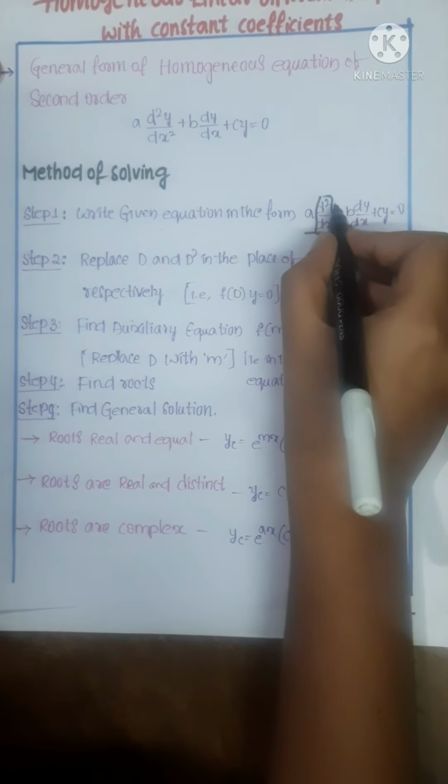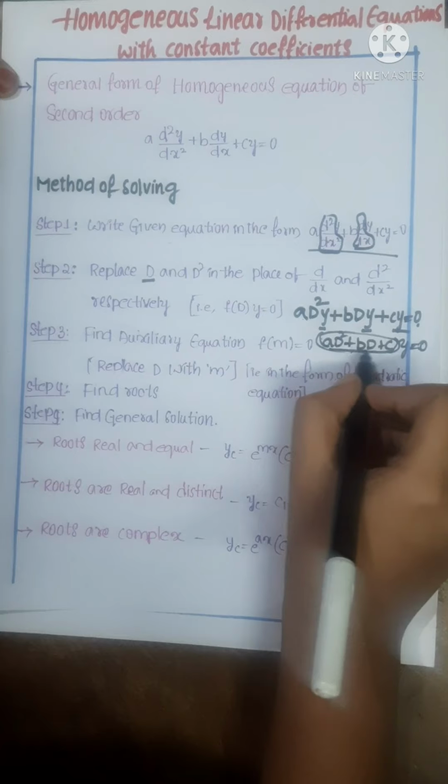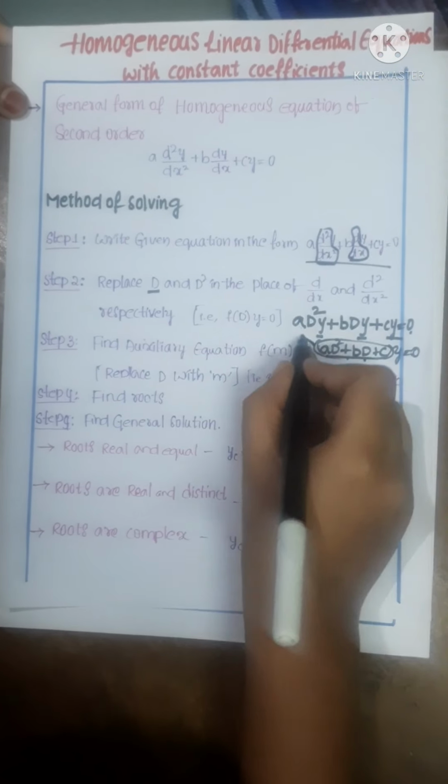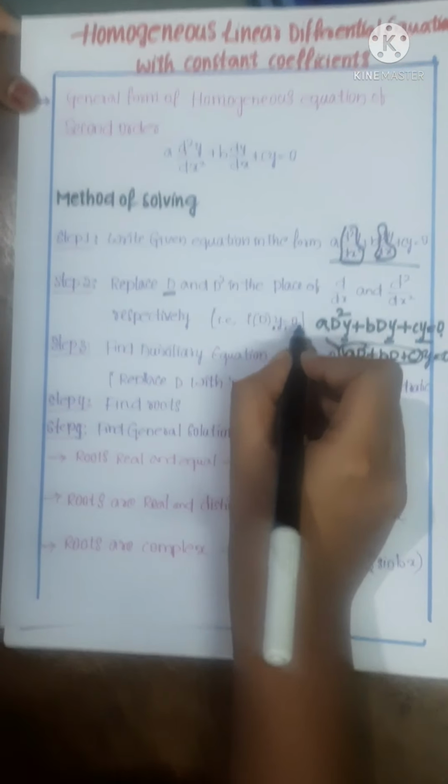In this equation we can see y is common for all, so after taking y common, we get the equation as a into capital D square plus b into capital D plus c, into y equals to 0. Here we can see that this function is in terms of D, so we can write it as f of capital D into y equals to 0.